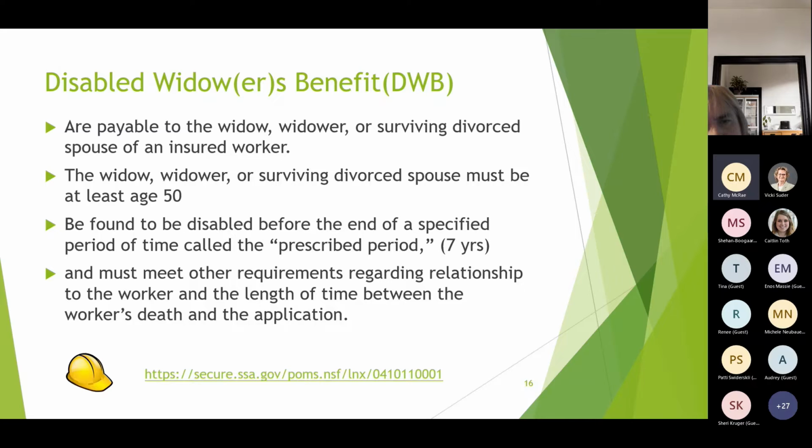In some instances, a widower can also receive someone's benefit based on their spouse's work record. I'm not going to spend too much time on this, but they have to have a qualifying disability, have to be at least age 50, and have to have been married within a set period of time to that worker. Next slide, please.